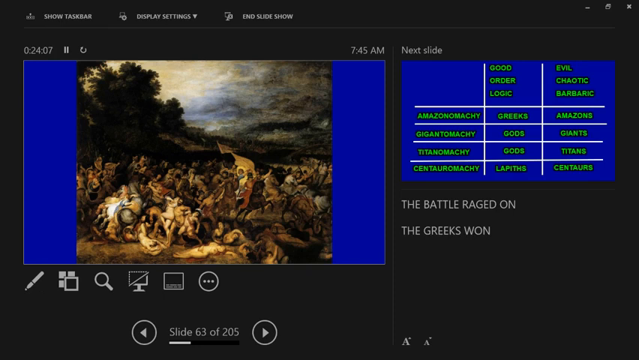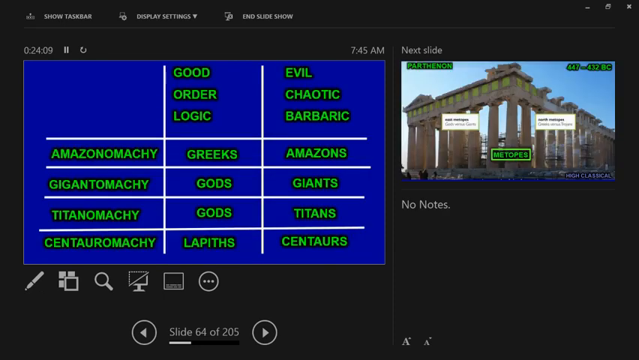The battle raged on, the Greeks won. Now, I made this chart, and I know it's all in green. I don't want you to copy all the details of this. Here's what I want you to remember from this chart. All of these fights, the Amazonomachy, the Gigantomachy, the Titanomachy, which I haven't taught yet, and Centauromachy, are not just between Greeks and Amazons, gods and giants, and so forth. They are a fight between good and evil. They are a fight between order and chaos, and logic versus barbarism.